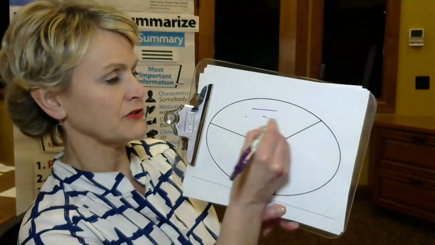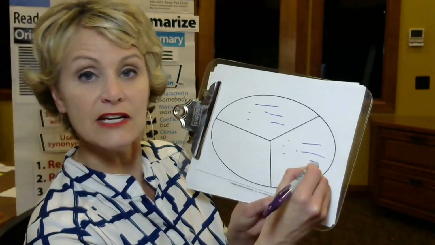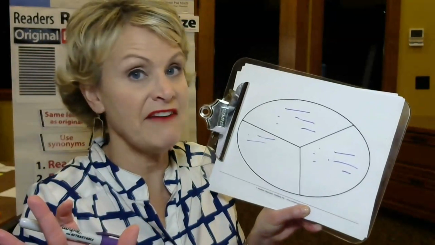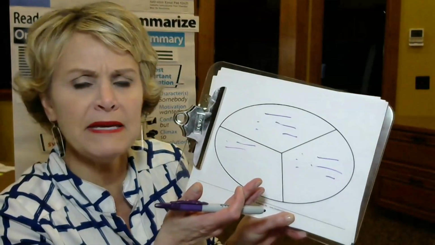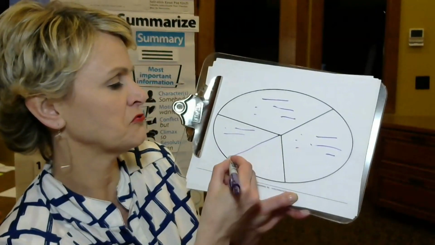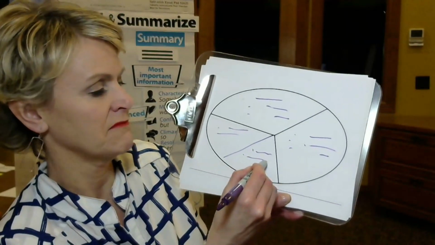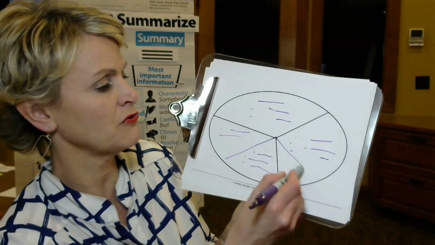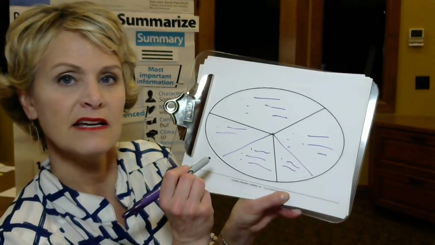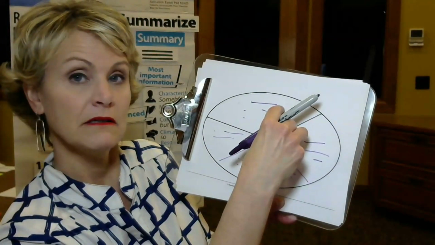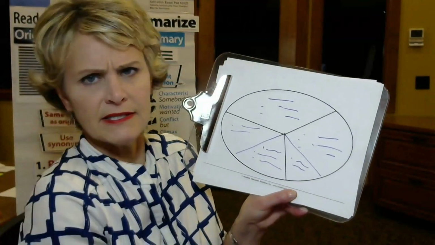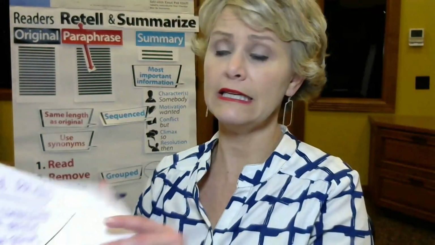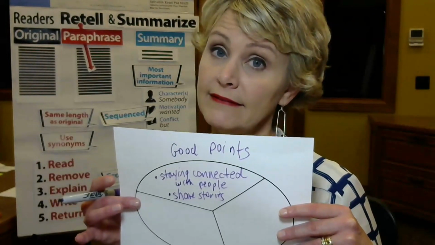Sometimes when you read, you're going to read a really long section, and you'll have details here, and you'll have details here, and you might have 1 or 2 here, and you haven't finished the section yet, and all of a sudden there's more, and you're like, but I used all my pie pieces. You just draw another one. There. You just made space. You want to keep them separate, but if you need 5 pie pieces, you need 5. If you only need 1, you only need 1.